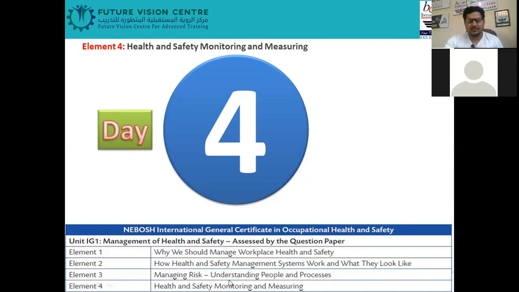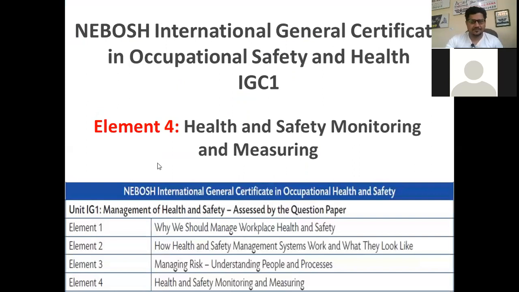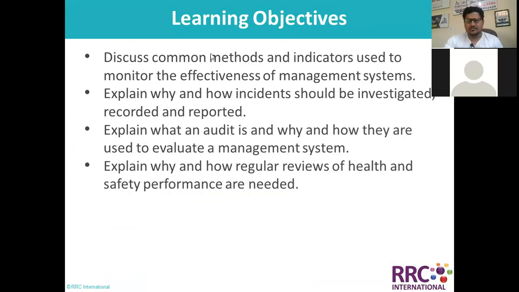element four, health and safety monitoring and measuring, as per NEBOSH theories. So we have key learning objectives of this element. We're going to discuss some of the common methods and indicators used to monitor the effectiveness of management systems. And everywhere you are observing the word effectiveness, that means systems are everywhere. Every company has some level of a safety system. But what we truly have to measure is the effectiveness: how effectively it is implemented, monitored, or even improved.